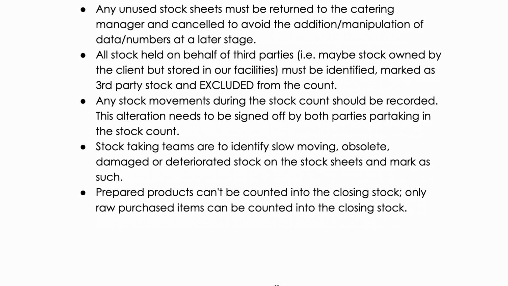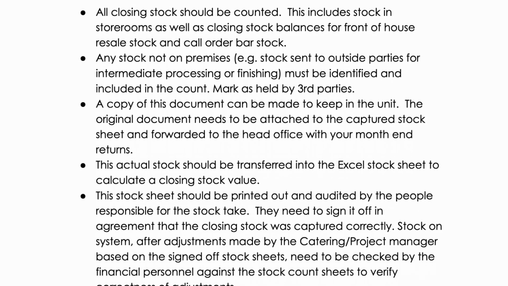Prepared products can't be counted into the closing stock. Only raw purchased items can be counted into the closing stock. All closing stock should be counted. This includes stock in storerooms, as well as closing stock balances for front-of-house resale stock and call order bar stock.